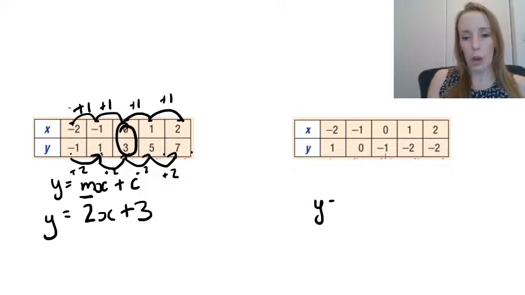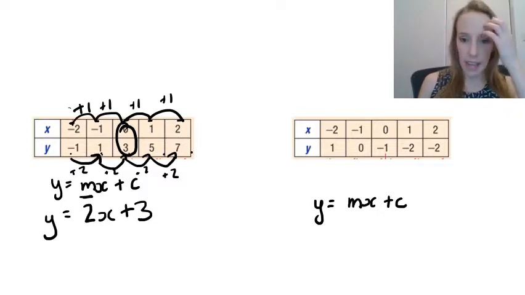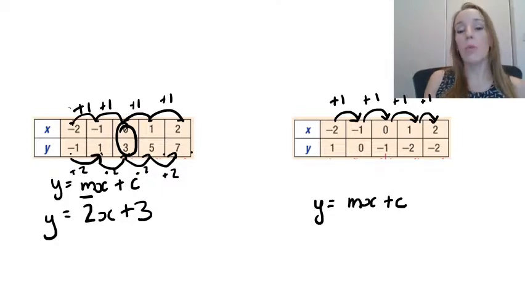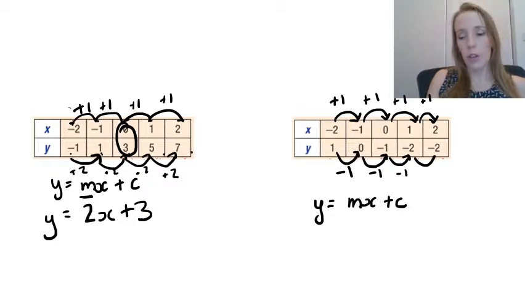For our second one, we know it's going to follow that formula y equals mx plus c because it's a linear relation. M is the change in y as x increases by 1. You can see here x is increasing by 1, so we've added 1 each time. How is y changing? To get from 1 to 0, what do we have to do? We have to take 1. 0 to -1, take 1. -1 to -2, take 1. -2 to -2, well, that's not actually changing. That should be -3. Take 1.